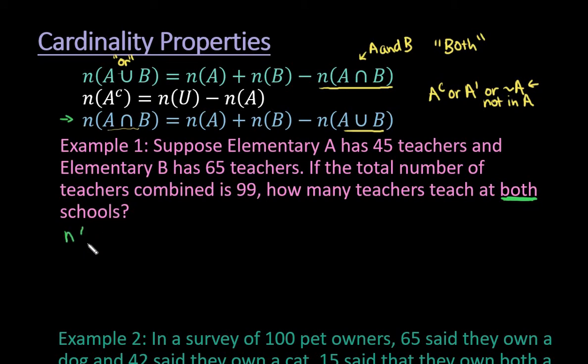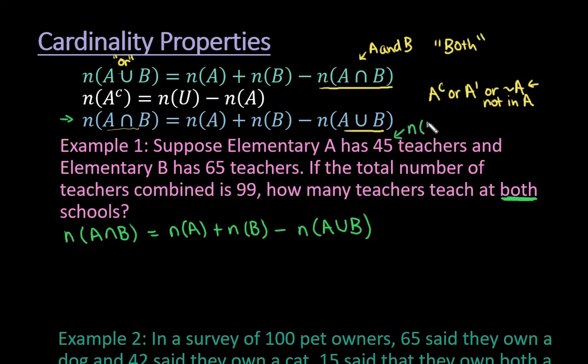And so we're going to say, okay, the number in A and B, or both schools, is equal to the number that teach at the first school plus the number that teach at the second school minus the teachers that teach at either A or B. Okay, so that's the combined. So you would just go through and find this important information listed out. So at elementary A, we have 45. So we would say that this is our number in A. The number in B would be 65. And the number in A or B would be 99.